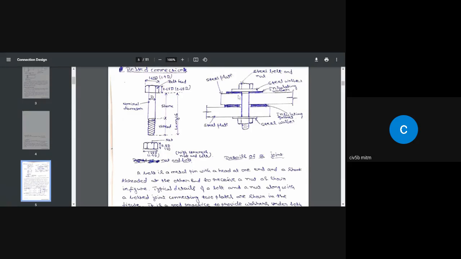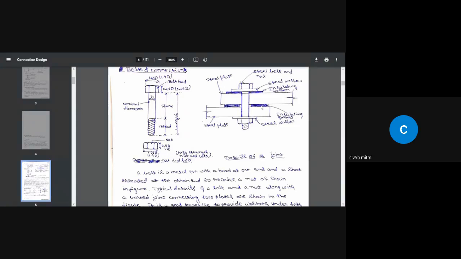When we are connecting these two plates, we are going to drill a hole of certain diameter and put the bolt. Before putting the bolt, we are going to put an insulating gasket here and here, and also steel washers, as you see. Then put the bolt, then put the nut from the bottom and tighten it.